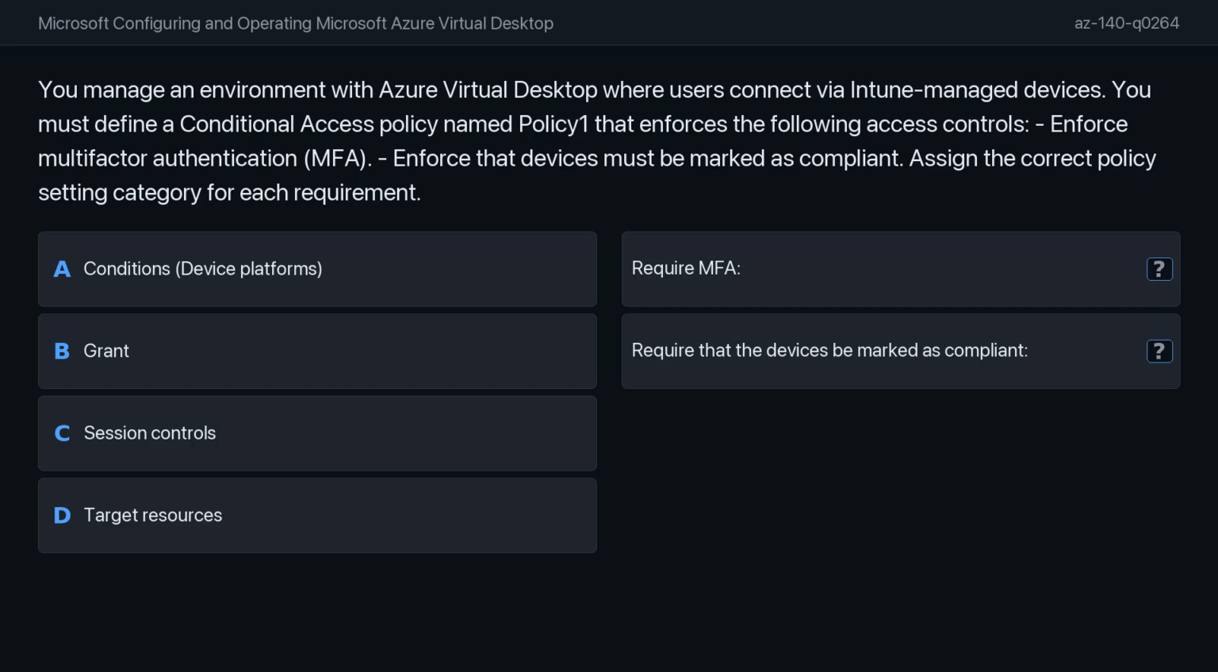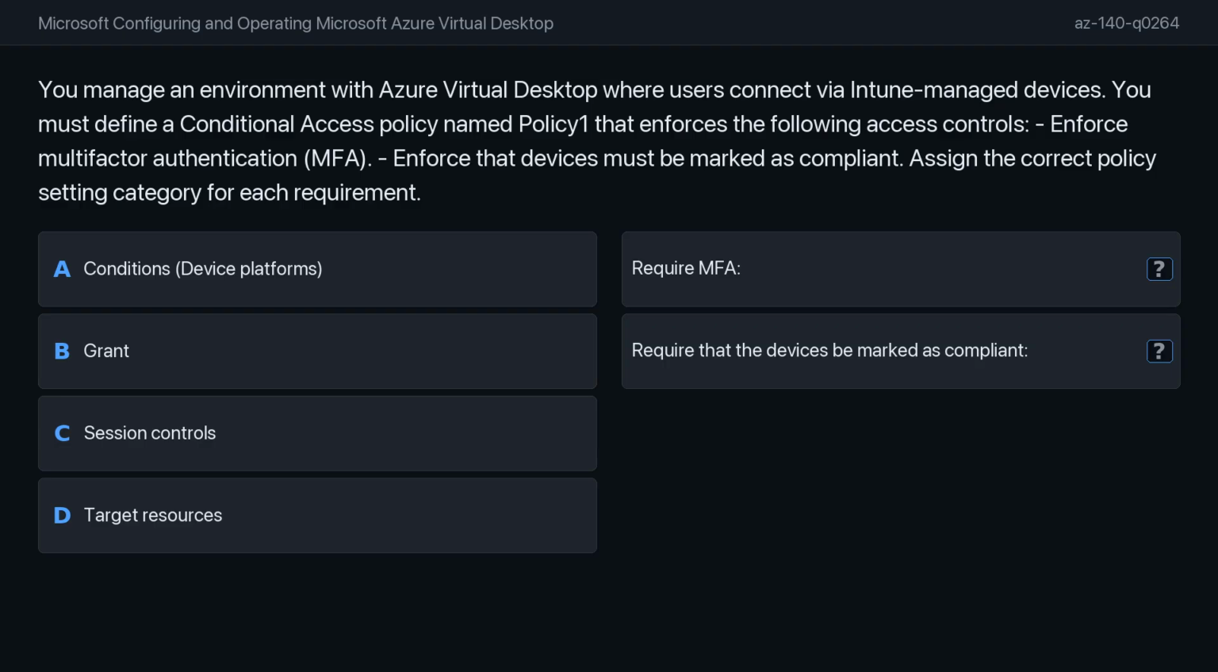You manage an Azure Virtual Desktop environment where users connect through Intune-managed devices. You're tasked with creating a conditional access policy called Policy 1. This policy must enforce two specific controls, requiring multi-factor authentication and ensuring that devices are marked as compliant. You need to assign the correct policy setting category for these requirements from the following options.